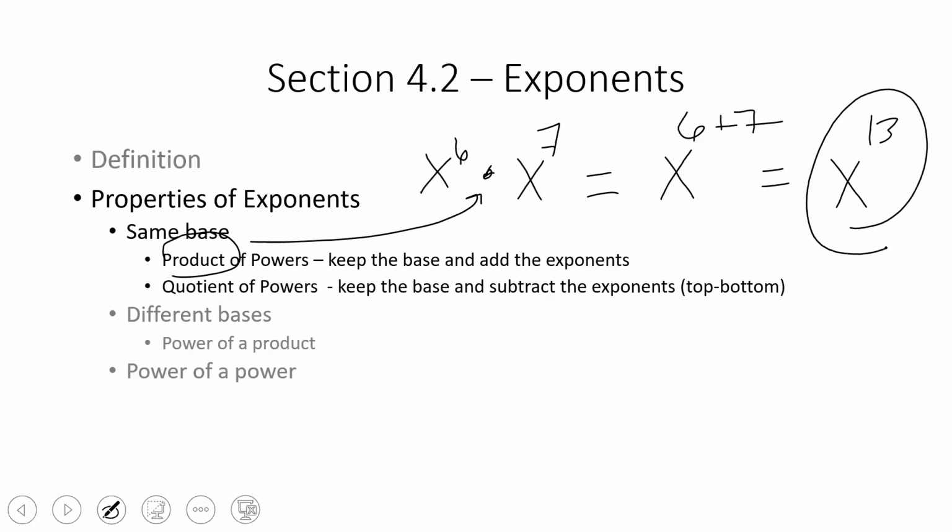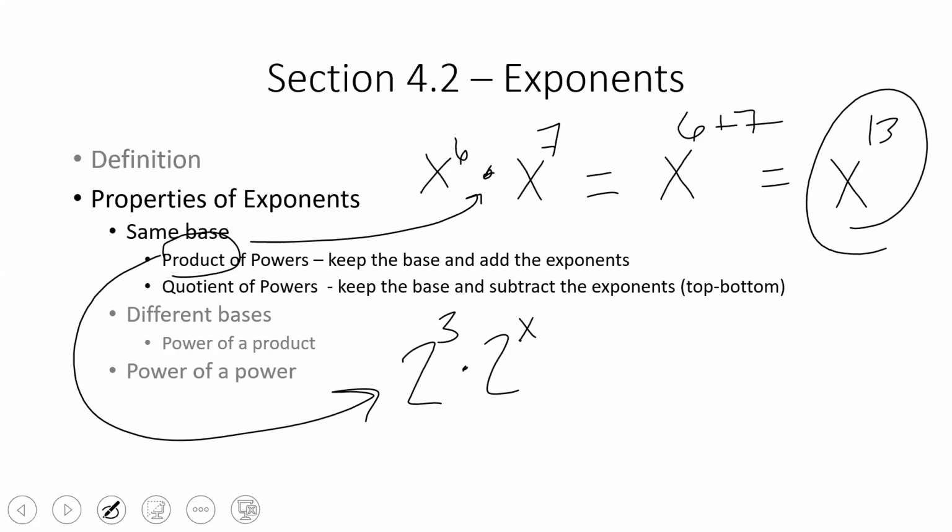I'm going to do another example there before moving on to quotient. Let's say that I have, so this is still with product. Let's say that I have 2 to the 3rd times 2 to the x power, and we set that equal to 2 to the 9th.